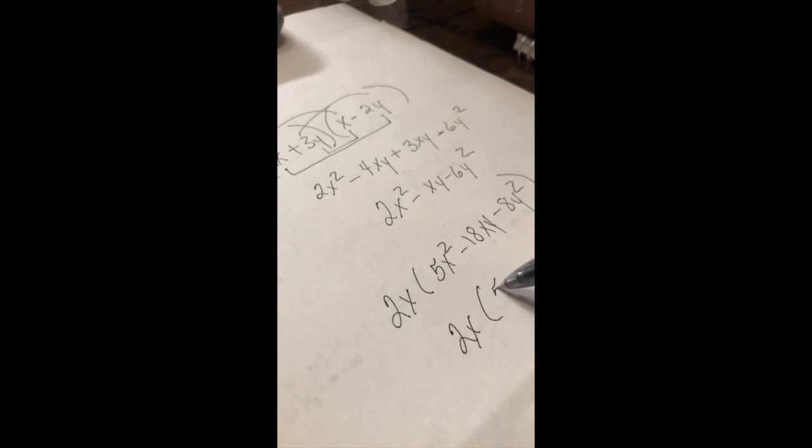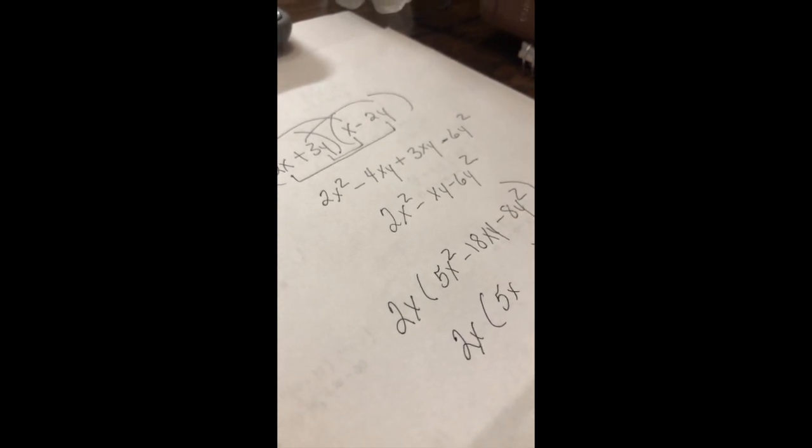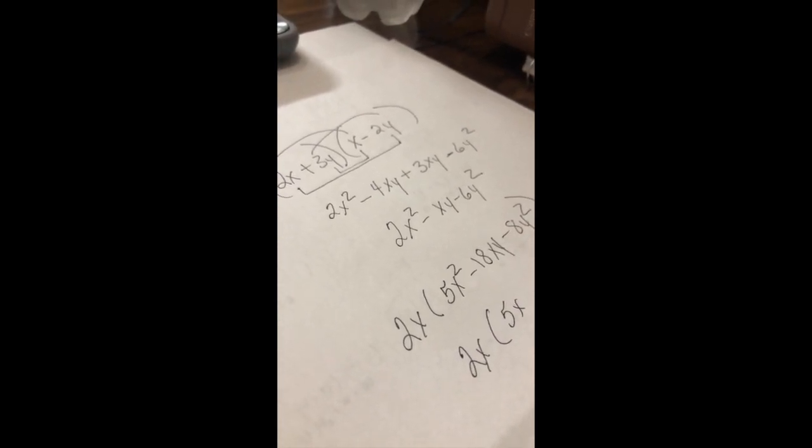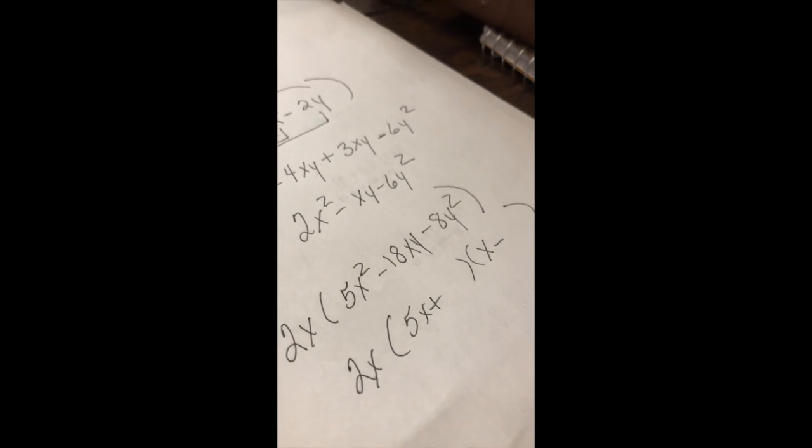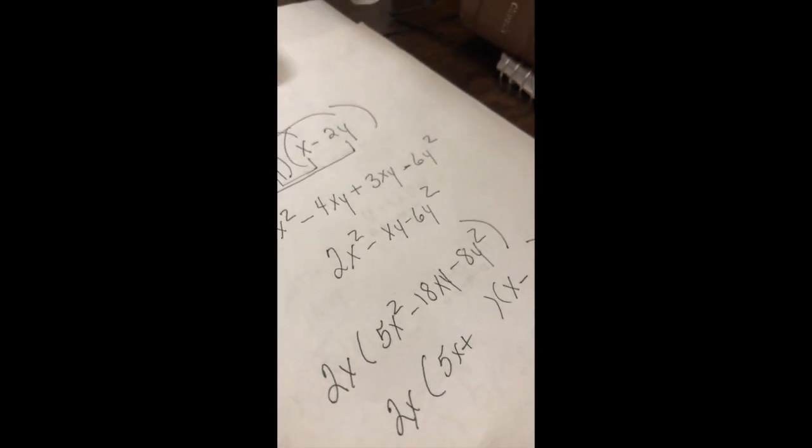And so now all I have to do is break down that 5x squared, negative 18xy, negative 8y squared. And when I do that, you'll notice there I'm going to multiply, obviously 5x times x is my only option for 5x squared. My signs have to be a positive and a negative. Then I have all these different options, which takes a lot of trial and error.